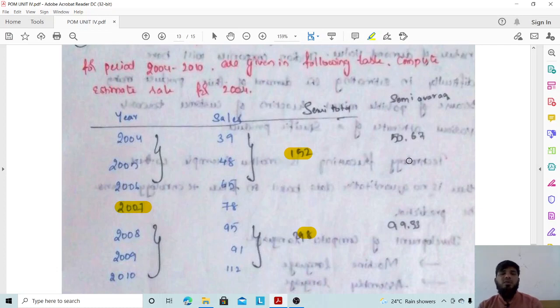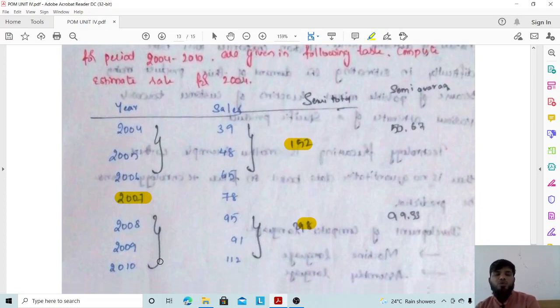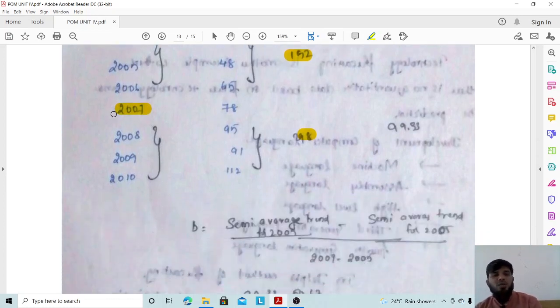You may ask, sir, why have you taken only 3? If it is 10 data, you have to take 4 data. If it is odd, you have to leave one middle term separate.